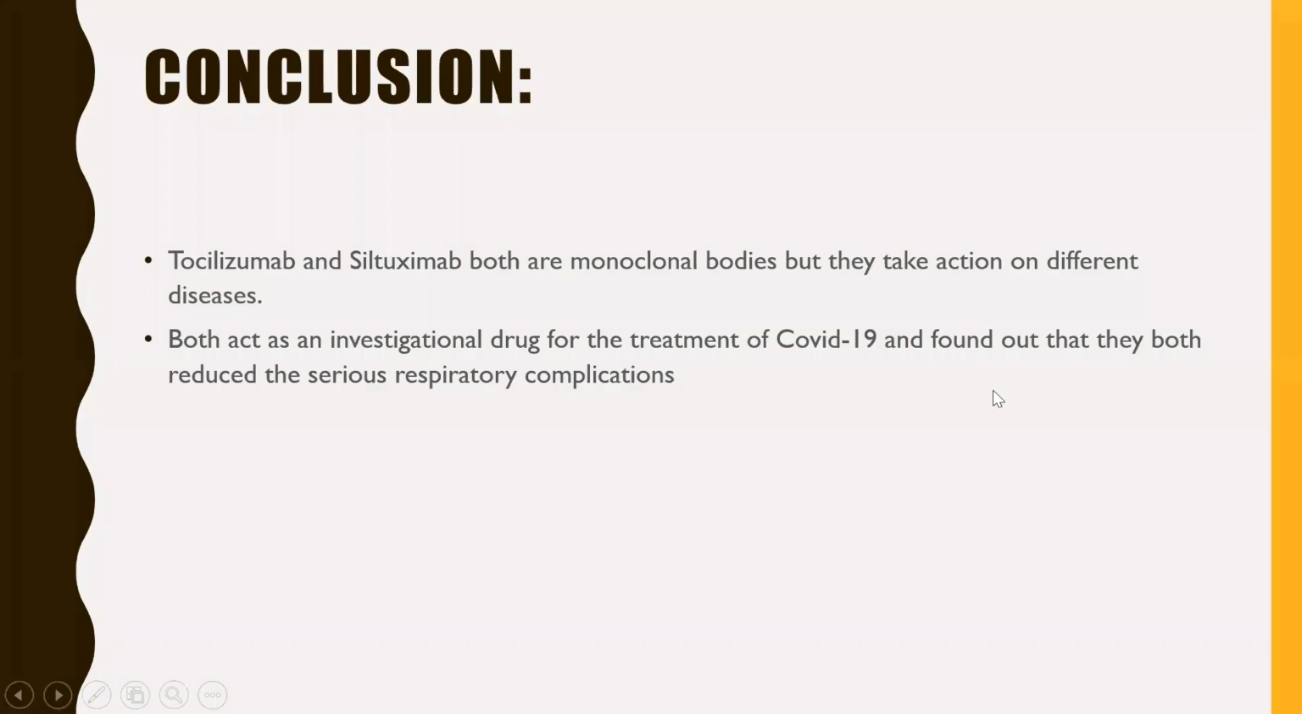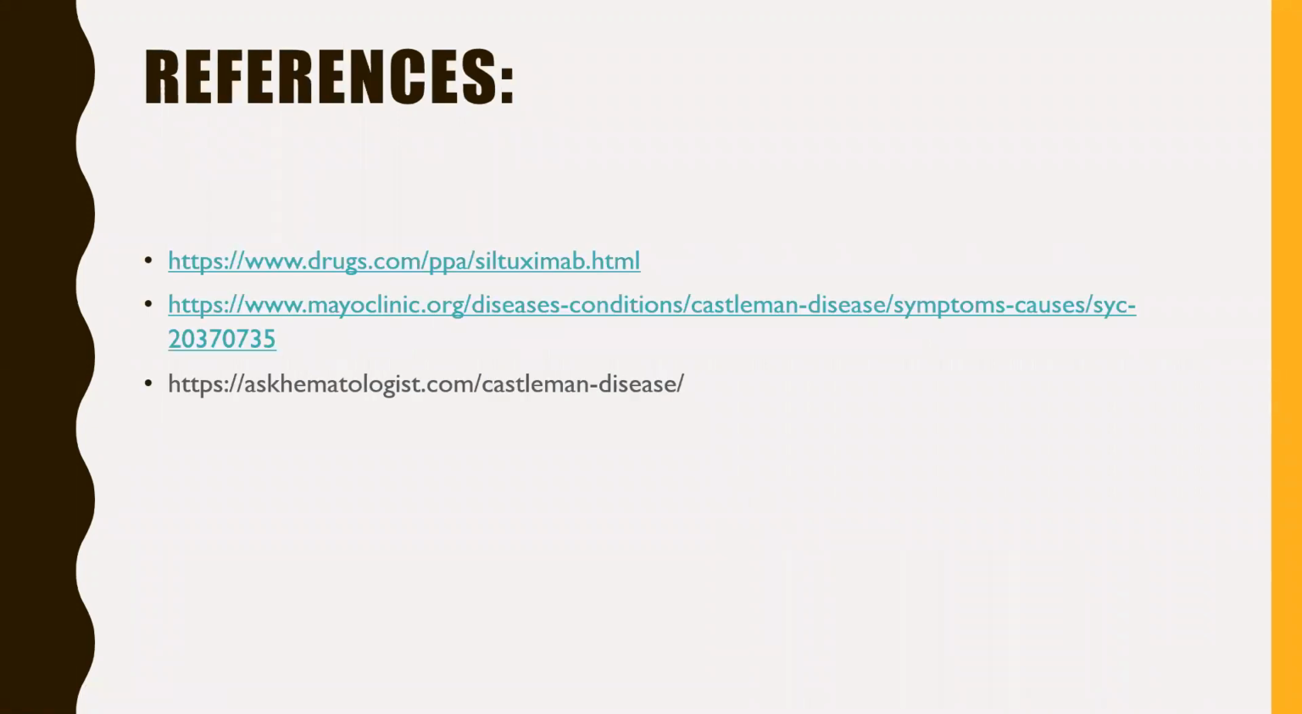As a conclusion, tocilizumab and siltuximab both are monoclonal antibodies, but they take action on different diseases. Siltuximab is the only treatment for multicentric Castleman's disease, while tocilizumab is the treatment of choice for rheumatoid arthritis. Both act as investigational drugs for the treatment of COVID-19 and were found to reduce serious respiratory complications. So these are my references for this siltuximab Sylvant, a drug for the lymphatic system.